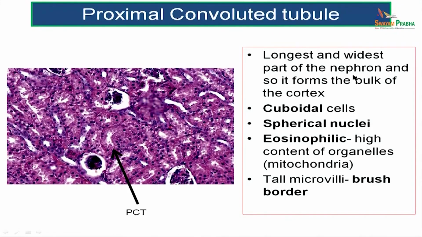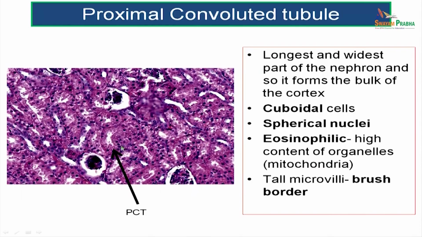Why is it so? It is because PCT is the longest and widest part of the nephron, and it is going to form the bulk of the cortex. So, you will see more sections of PCT as compared to the DCT. So, in the histological section, how do you identify the proximal convoluted tubule?